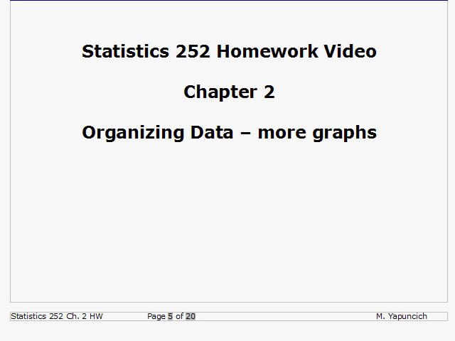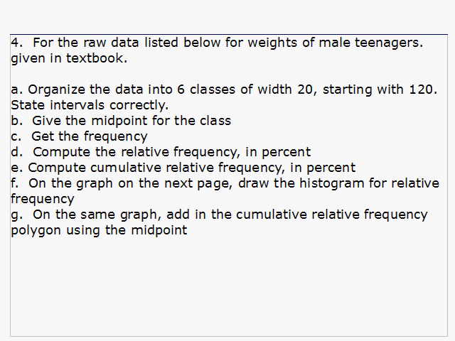This is the second video for Chapter 2 for homework for Statistics 252. In this next problem, again, you're given some data. This was weights of some male teenagers, and the data's in the textbook.